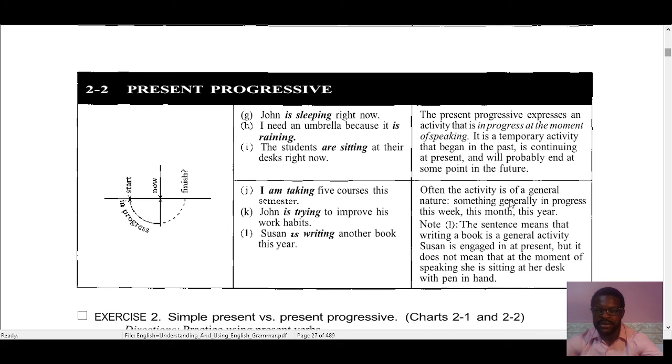So often the activity is of a general nature, sometimes generally in progress. This week, this month, this year. Note what the sentence means. Susan is writing another book this year. The sentence means that writing a book is a general activity Susan is engaged in at present, but it does not mean that at the moment of speaking she is writing at her desk with pen in hand.